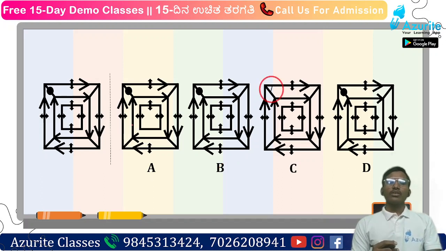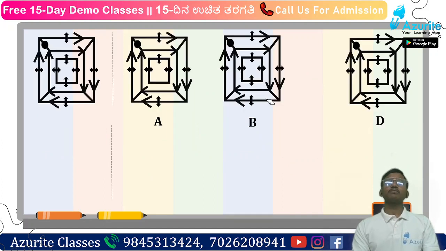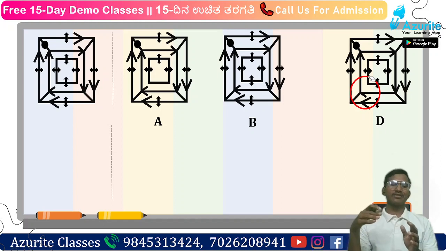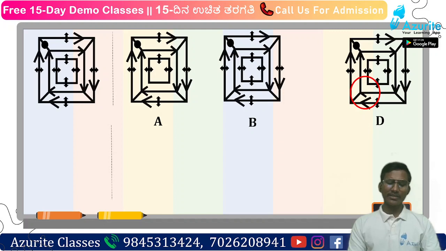Here in figure C, what is missing? The shaded circle is missing here, so that is not possible. So C is gone. Now see D, what is missing? There is one arrow missing here, right? So it is not complete. On one side there is the arrow, and on the other side it is not there. So option D is not possible, that is why it is not the answer.